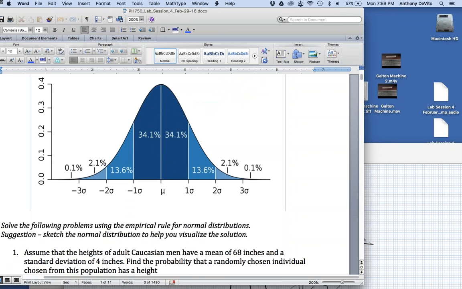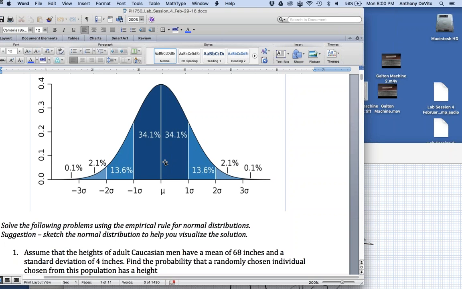That's this 68, 95, and so on and so forth. It tells us that 68% of the population occurs between one standard deviation below the mean and one standard deviation above the mean. So if I told you that the mean weight for a normally distributed population was 150 pounds and the standard deviation was 10 pounds, that would tell you that 68% of the people in that population weigh between 140 and 160, right? That's a pretty useful little thing, right?